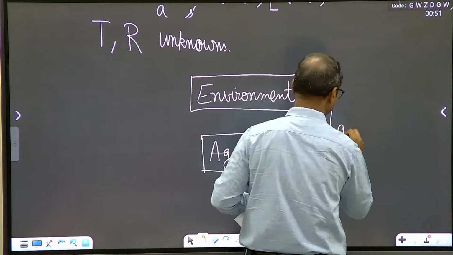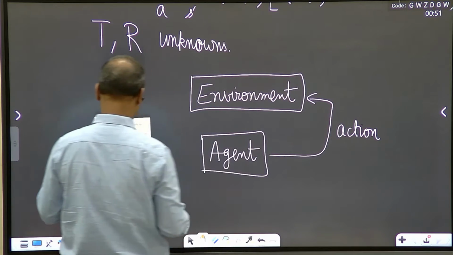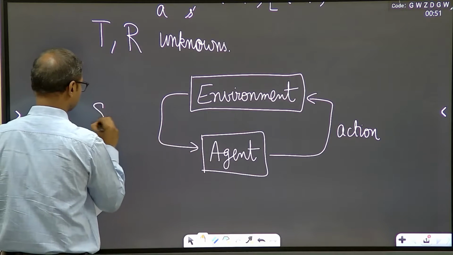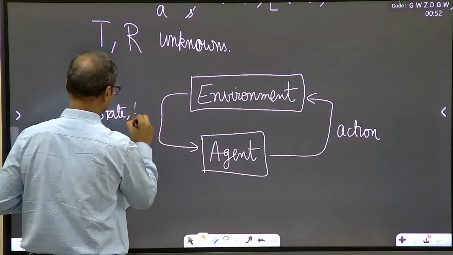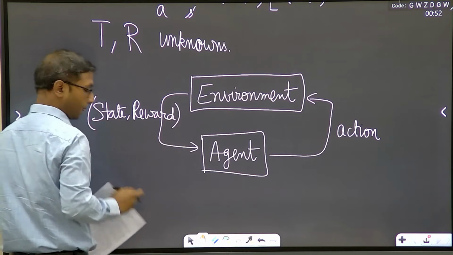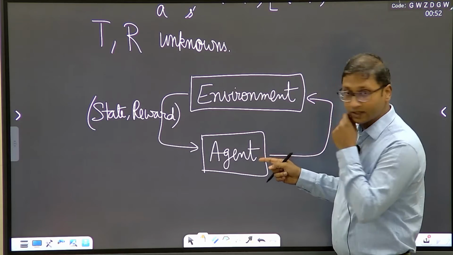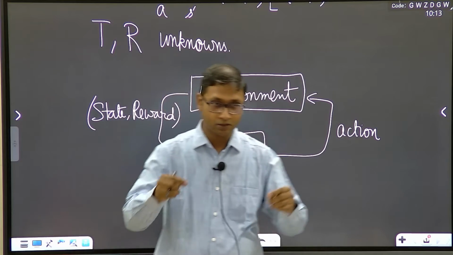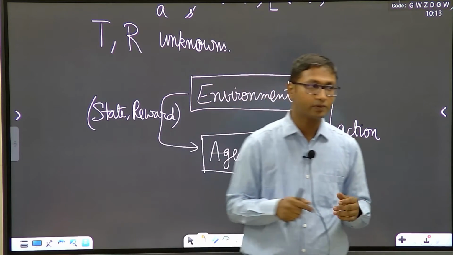Now the agent takes some action and the environment returns state comma reward. So remember our grid world example, what was the agent in that case? The agent was who was going through this grid. Now what were the actions available to me?